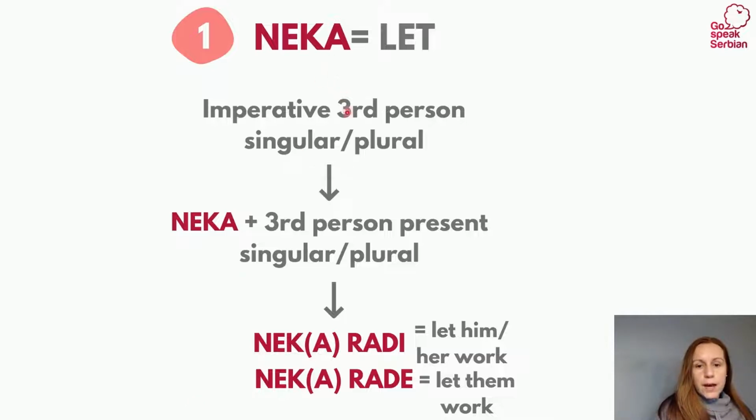So if you add the verb in third person present, singular or plural, to the word neka, you get the imperative, in which case neka is translated as let. So for example, neka radi, or we can use the short form here, nek radi, let him or let her work. Neka rade or nek rade, let them work.